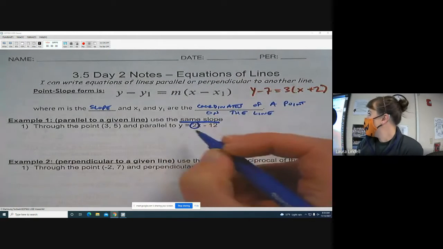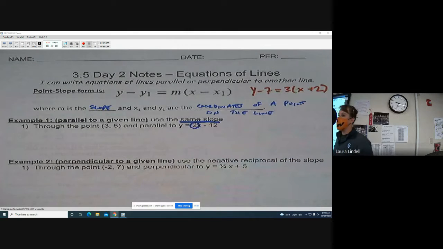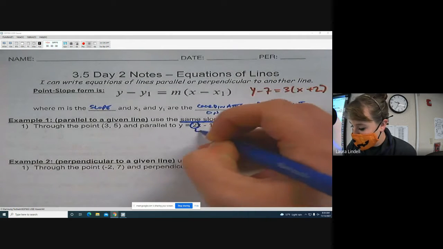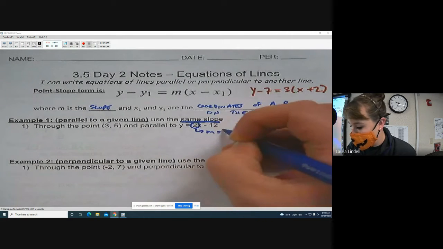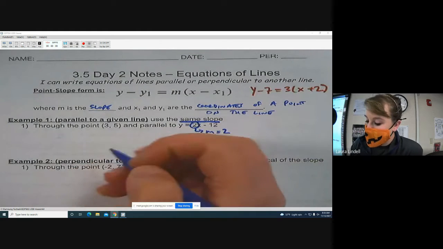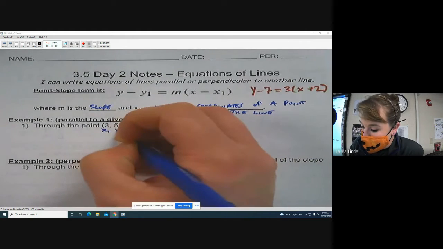So I would look at that line and circle the slope. The slope is 2 in this case. And since we're making a line that's parallel to it, we're going to use the same slope. So I'm going to say m equals 2 for our new line. And then the point, the 3, 5 here, is going to be our x1 and y1.